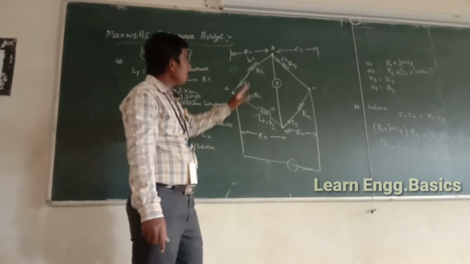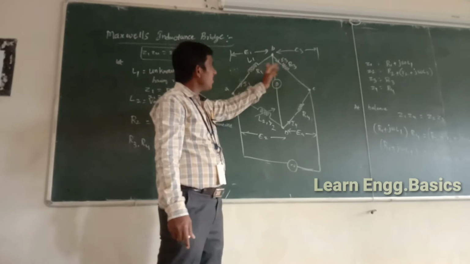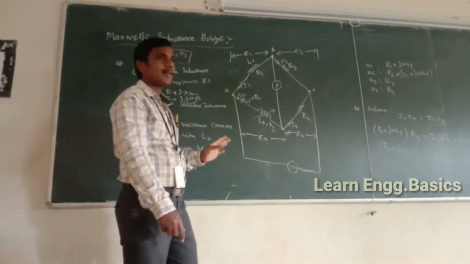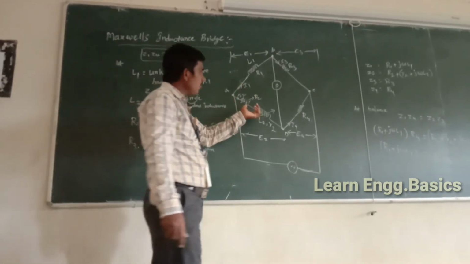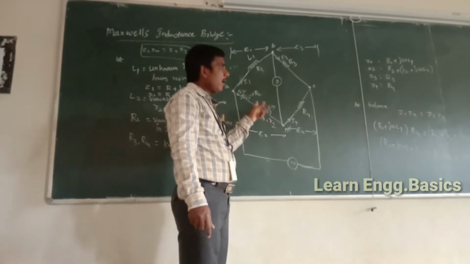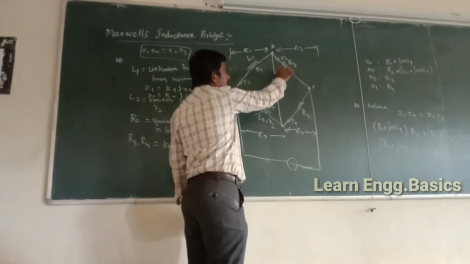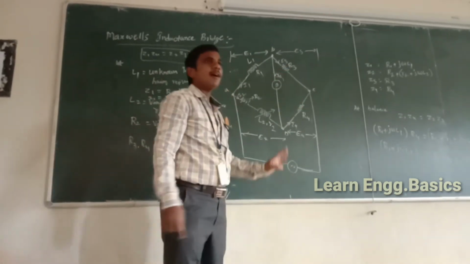In the examination, they will ask in different manners, with elements connected in different positions, but it is still Maxwell's inductance bridge. The unknown inductance will be connected in any one of the arms. The standard variable resistance is varied until no current flows. At bridge balance condition, there is no current in the detector. A vibration galvanometer is used as the detector.